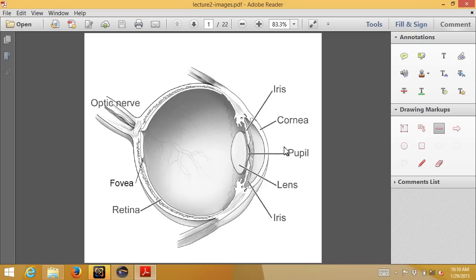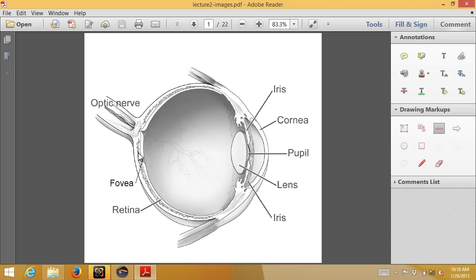So light comes through the cornea, goes through the hole defined by the iris, goes through the lens, and then hits the retina at the back of the eye. The retina is where all of the light-sensitive cells are, and it basically lines the back of the eye. This is where all the rods and cones are. We're going to talk about those a little more later in the lecture.